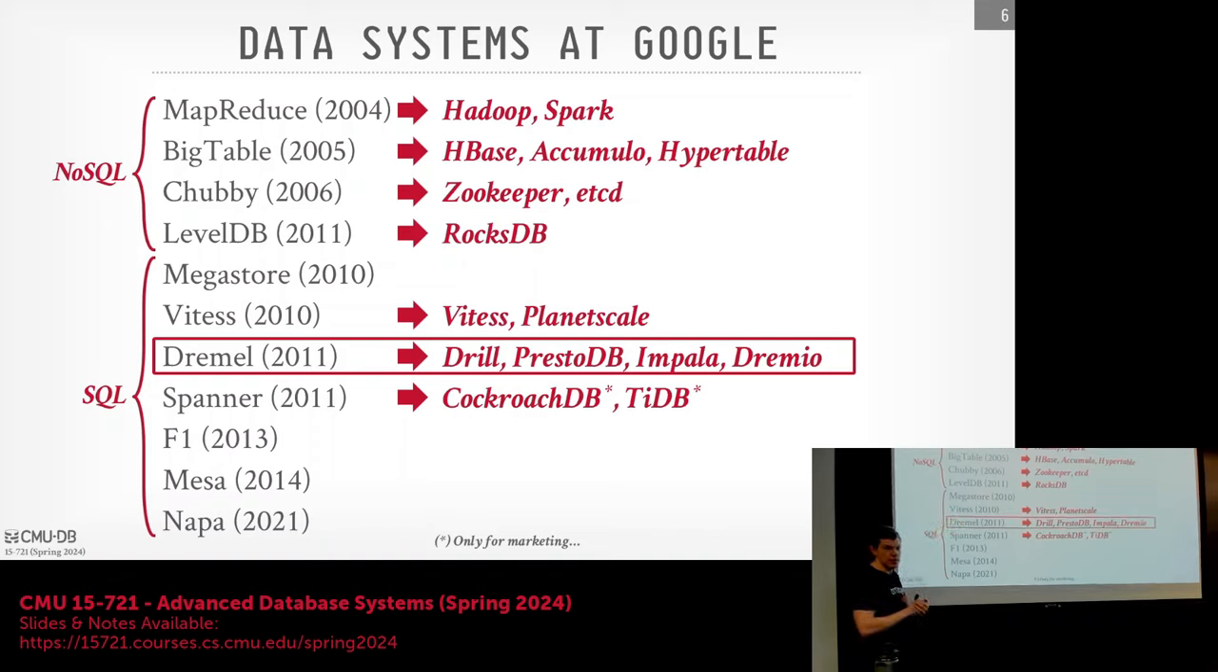Yes? What do you mean only for marketing? So I have an asterisk for CockroachDB and TiDB, only for marketing. When these systems first came out, the CockroachDB guys certainly worked at Google, but they didn't work on Spanner, and the TiDB guys had nothing to do with Spanner. Spanner was the hot thing for transaction databases. So maybe they explicitly didn't say it, but others were saying it, and they didn't correct them, that these are open source variants of Spanner.